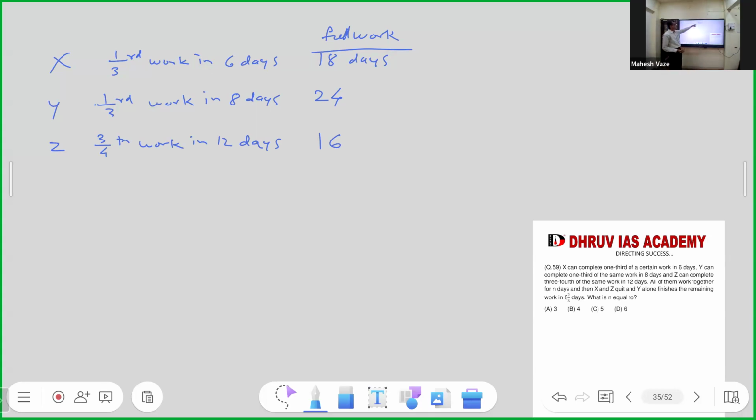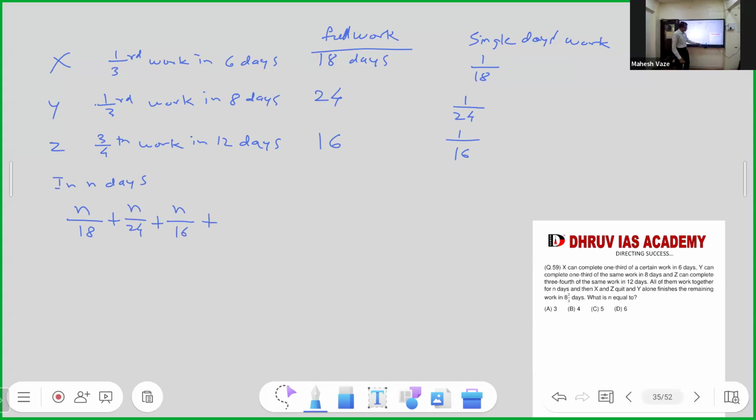Okay. See, now X can complete the work in 18 days, means in 1 day, single day's work is 1/18, 1/24, and 1/16. Okay, he completes the work in 18 days. That means in 1 day he is doing 1/18th of the work. Y 24, so 1/24, and Z 16. Now they have worked together for n days. That means everybody has worked together for n days. So in n days, X will be doing n upon 18. Y will be doing n upon 24. Z will be doing n upon 16.